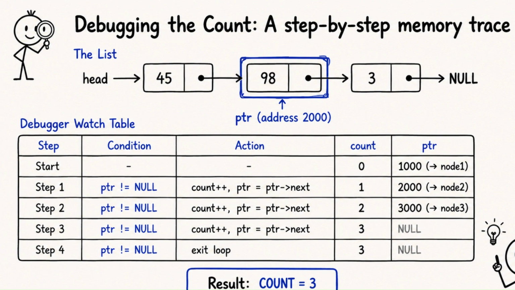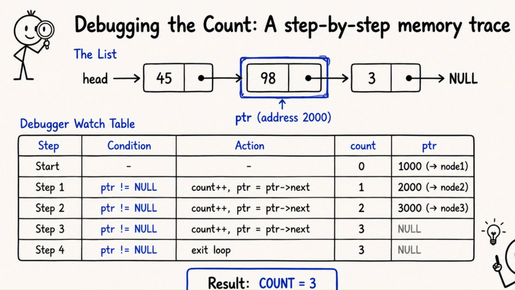In step 2, is ptr null? Still no. Count bumps to 2, the pointer jumps to address 3000, which is node 3, holding the value 3. Step 3, is ptr null? No. Count becomes 3. But now the pointer jumps to the next of node 3, which is null. So finally in step 4, the loop condition asks, is ptr not null? Actually, it is null.